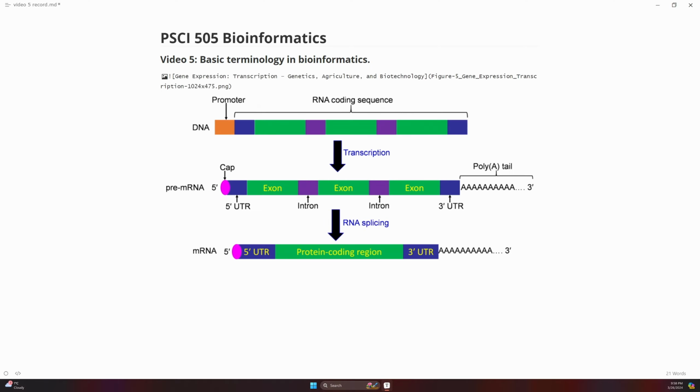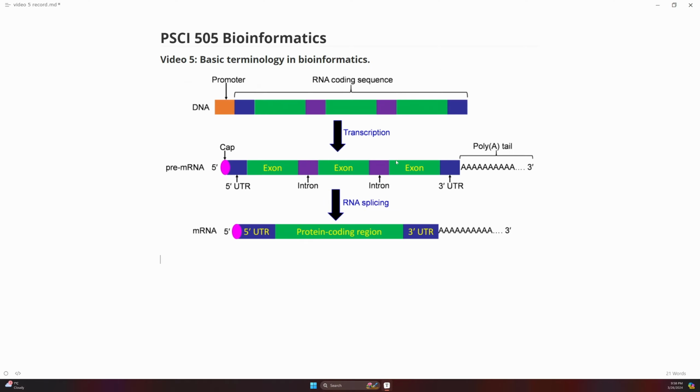So the first thing is this figure. Here is how DNA produces mRNA, and mRNA can be translated into protein. Let's take a look at this figure. The first part is we have a promoter. A promoter is the short sequence of nucleotides on DNA that starts the transcription of RNA by RNA polymerase. In other words, the promoter is the starting region of the RNA coding sequence.